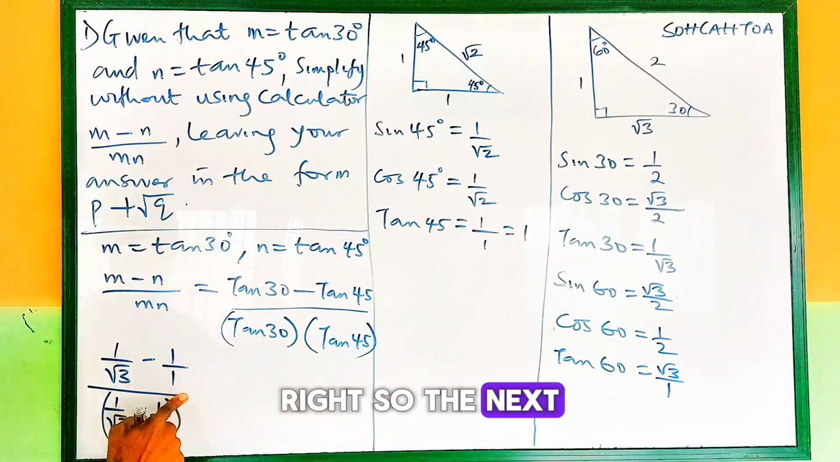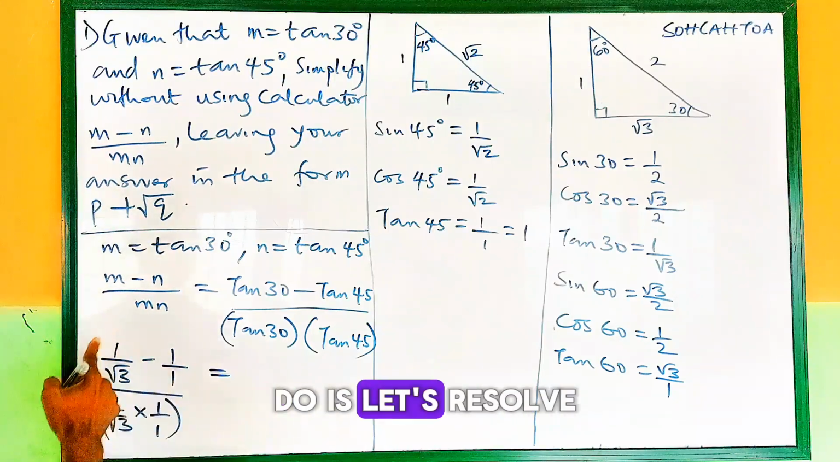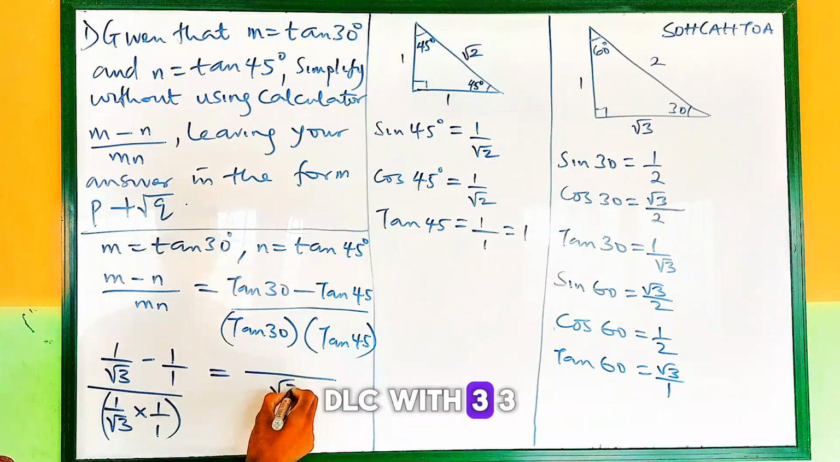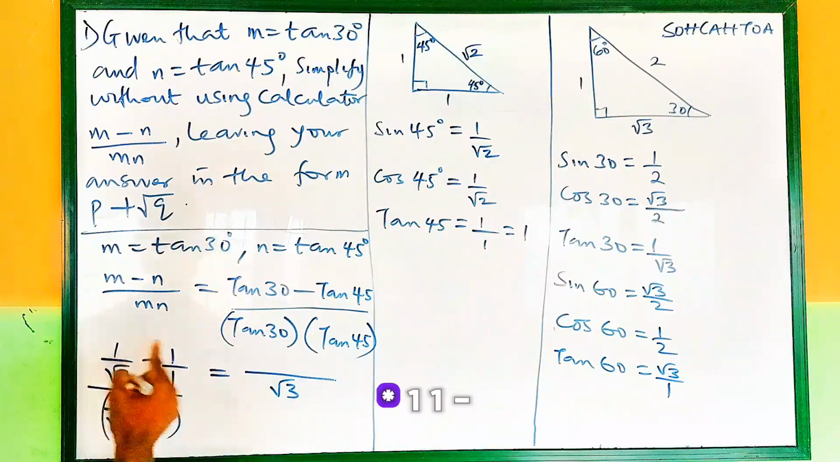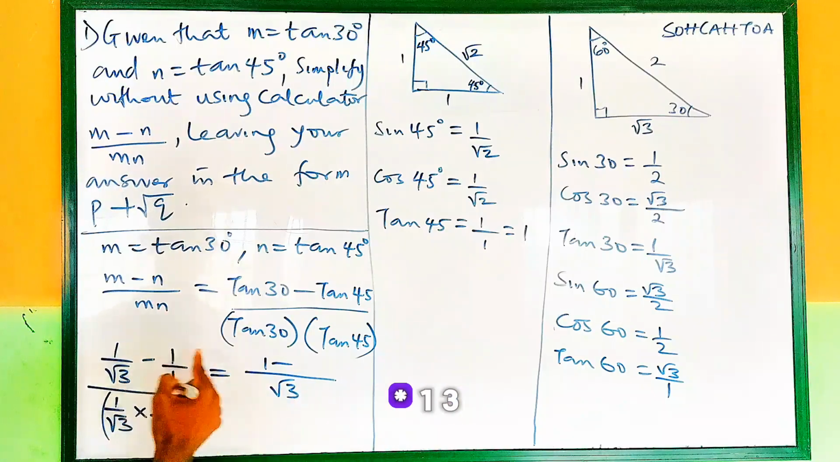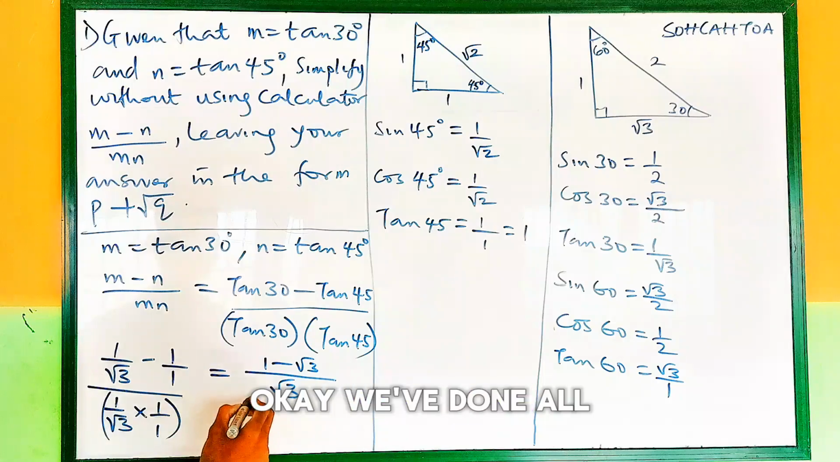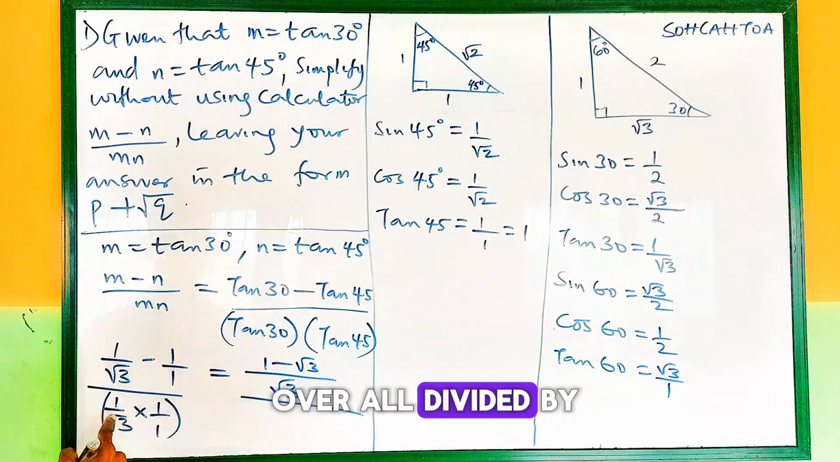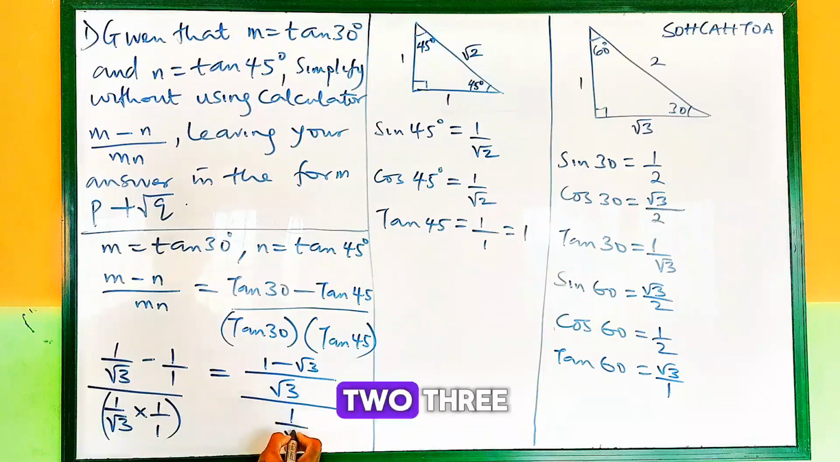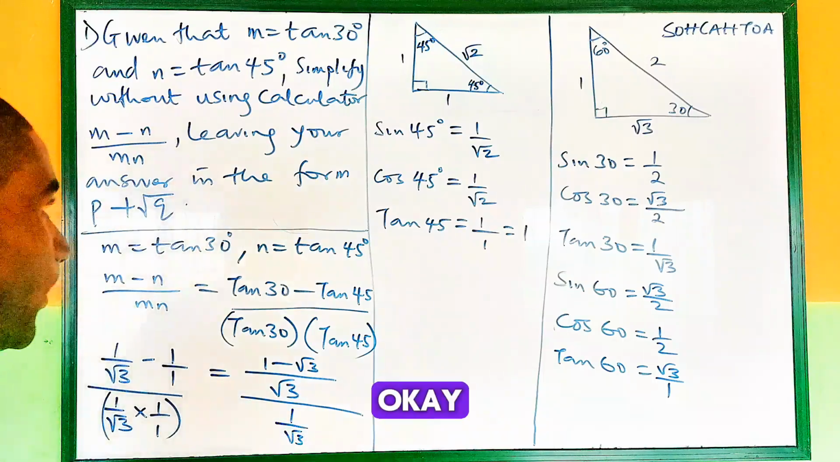Right. So the next thing you want to do is, let's resolve this numerator. The LCM will be root 3. Root 3 in root 3 is 1 times 1, 1 minus 1 in root 3 is root 3 times 1, root 3. Okay? We've done that. All divided by whatever times 1 is that value. So you have 1 over root 3.